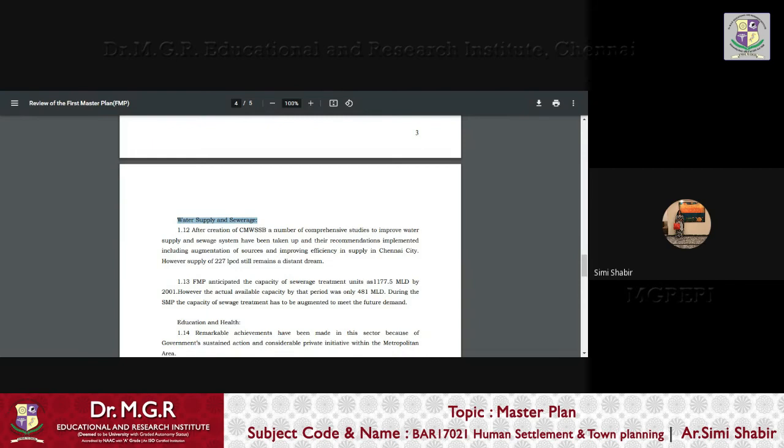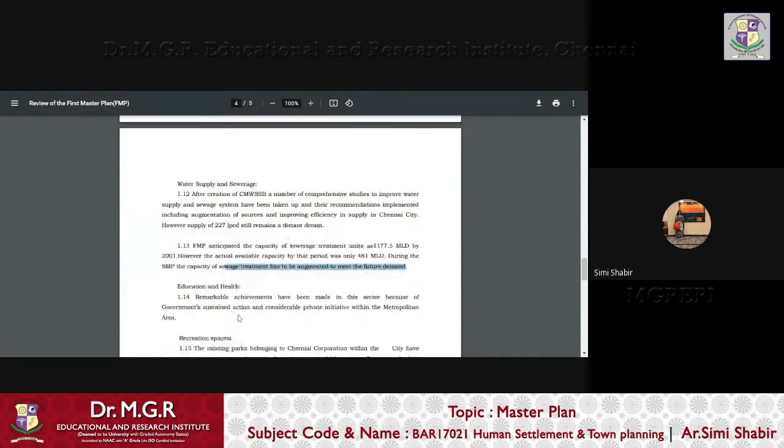First master plan anticipated the capacity of sewerage treatment units as 1,177.5 MLD by 2001. However, the actual available capacity by that period was only 481. During the second master plan, the capacity of sewage treatment was taken care of to meet the future demand.